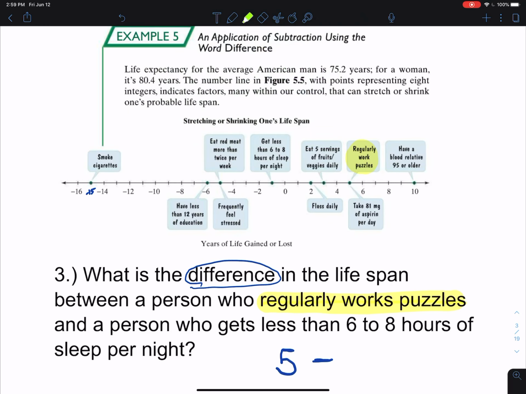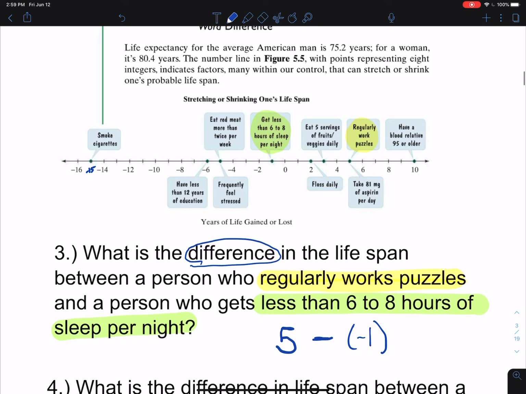And then the second thing they tell us is a person who gets less than 6 to 8 hours of sleep per night. So if I look for that, that's right here. It's in between our 0 and negative 2, which tells me it should be negative 1. So if I do that 5 minus negative 1, that's going to give me 6. The units were all years. So that tells us the difference in the lifespan between a person who regularly works puzzles and a person who gets less than 6 to 8 hours of sleep per night is 6 years.